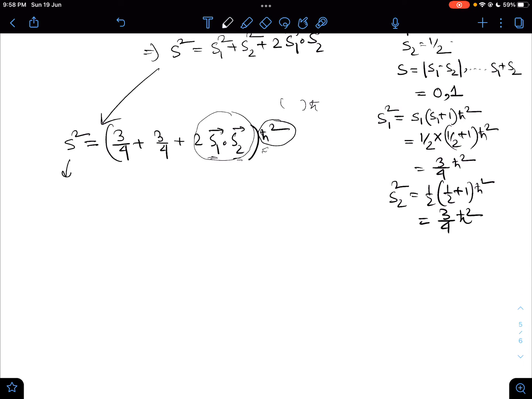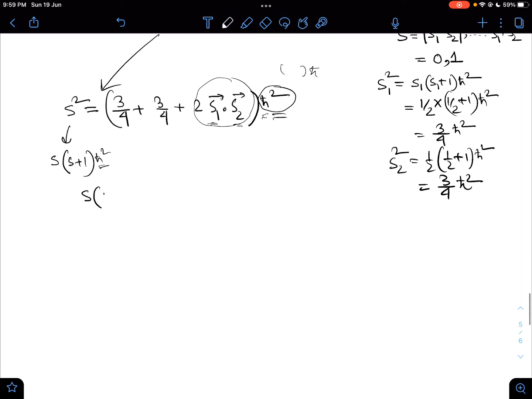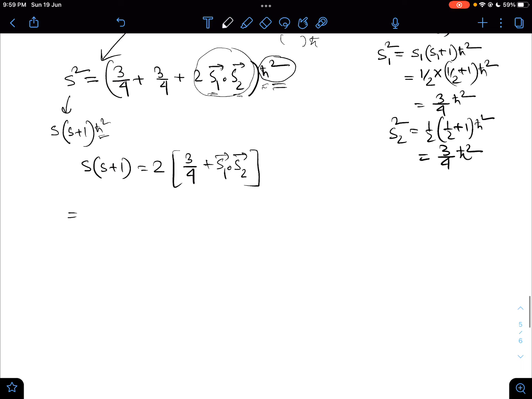Now this S square has value S into S plus 1, and here we also have an h cut square, so these will cancel out. We are left with S into S plus 1, which is 2 into 3 by 4 plus S1 dot S2. This S can have values 0 and 1. If we put 0 here, then we get this term to be 0. So here we have it for spin triplet.